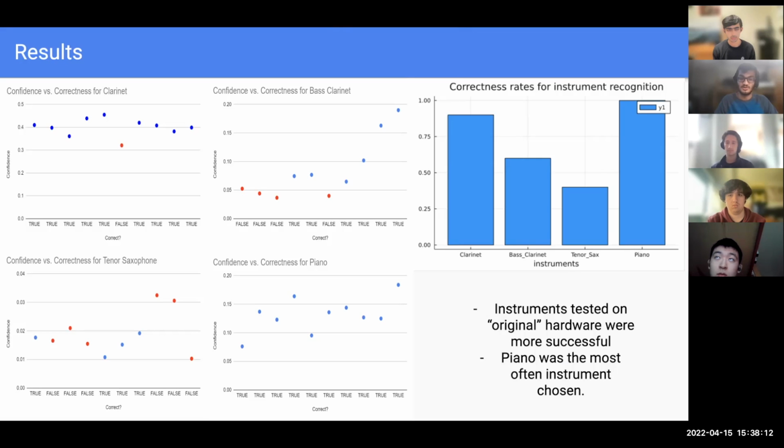So the hardware differences have a high chance of accounting for the correctness discrepancies. And what we determined was instruments tested on original hardware were more successful. And in general, piano is the most often instrument chosen, even in error.